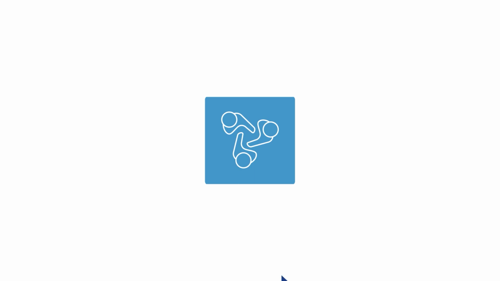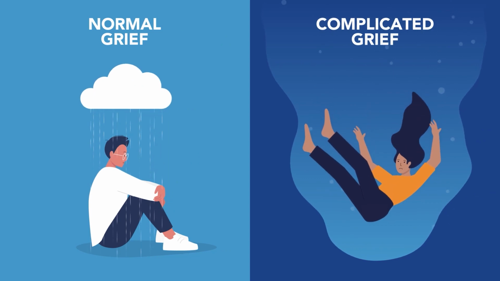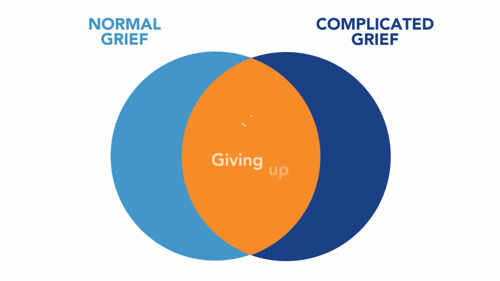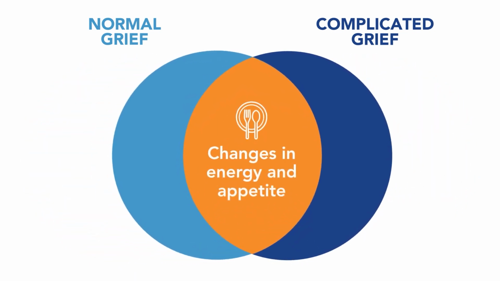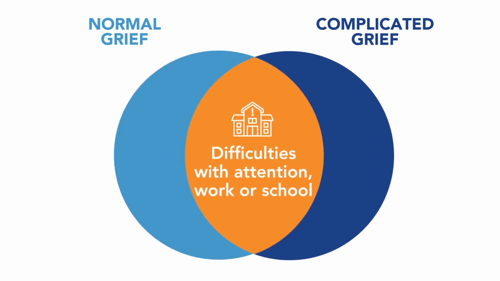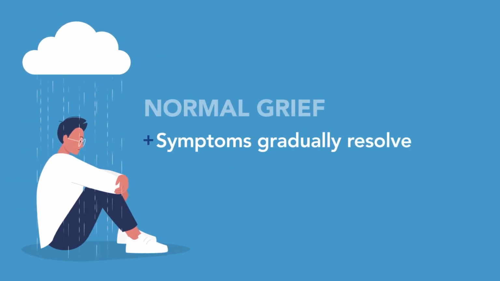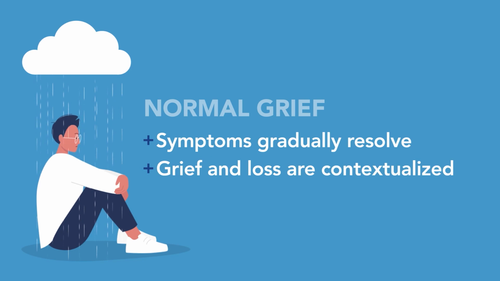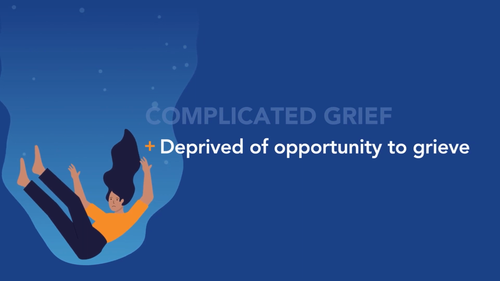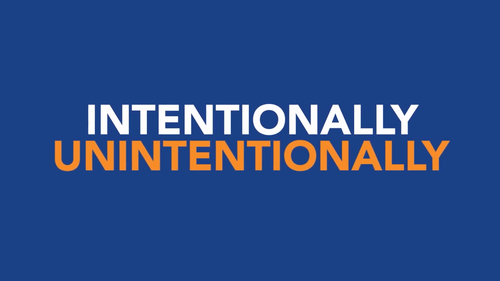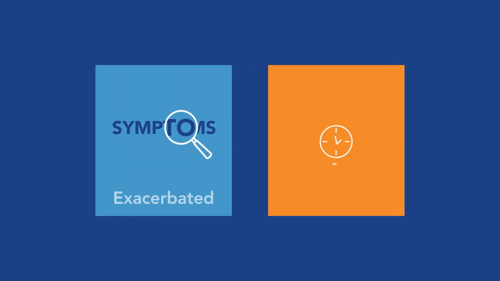Let's first highlight an important distinction in IPT related to grief: the difference between normal grief and complicated grief. Grief and loss are commonly accompanied by symptoms similar to depression, giving up pleasurable activities, changes in energy and appetite, and difficulties with attention, work, or school. After a period of weeks or months, these symptoms gradually resolve as the grief and loss are processed and contextualized in the person's mind. However, if the person is deprived of this opportunity to process their feelings around the loss, or intentionally or unintentionally avoids grieving, the symptoms mentioned above are often exacerbated or prolonged.